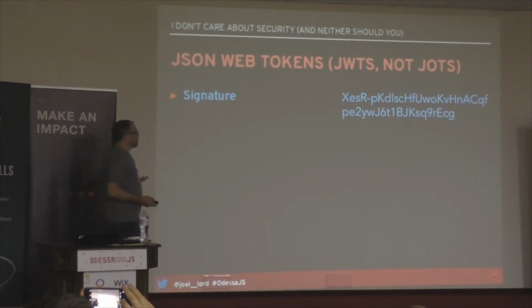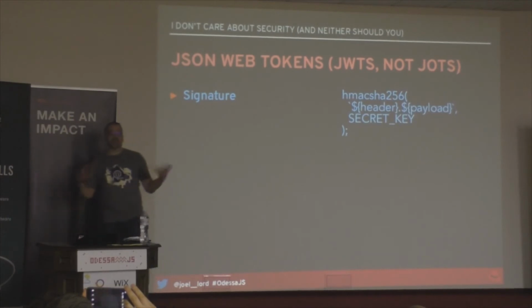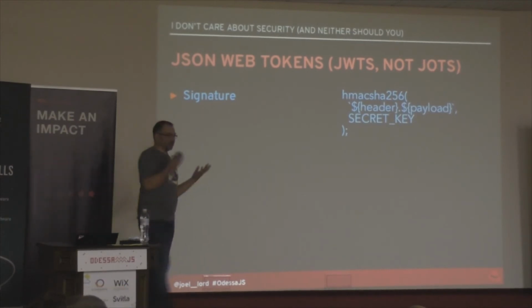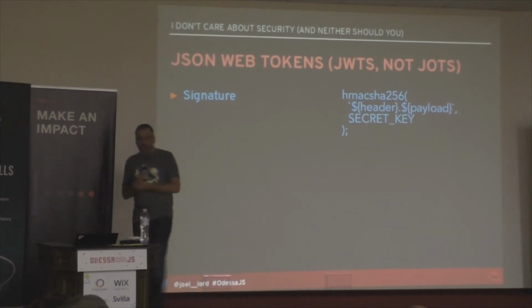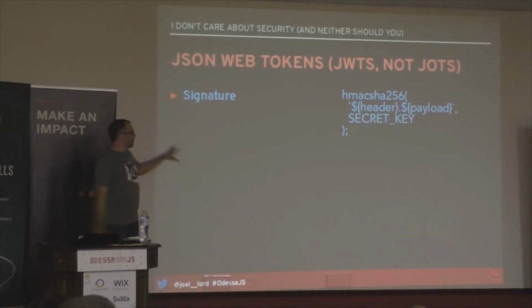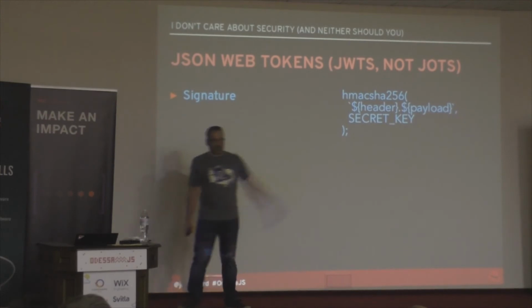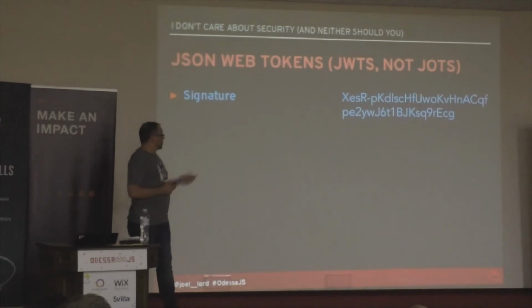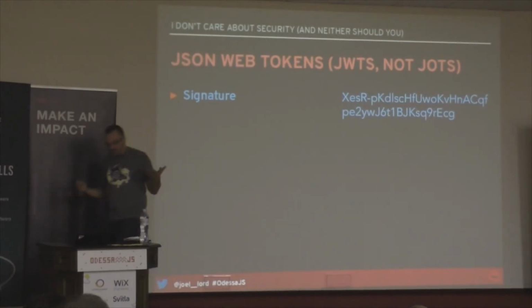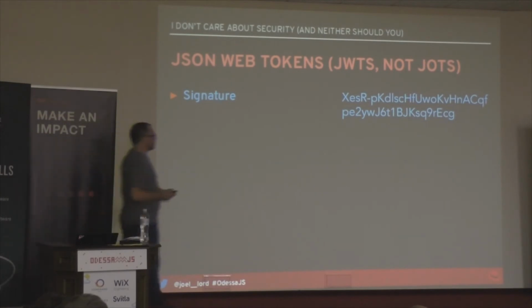Finally, we have the signature. The signature is not a base64 encoded string. It actually uses some sort of algorithm to generate a key or a signature. In this case, I'm using HMAC 256 with a secret key. So you take the header and the payload, and you use the algorithm with a secret key, and that will generate a string that looks like this. The reason for the signature is to validate that nobody tampers with the JSON Web Token along the way.